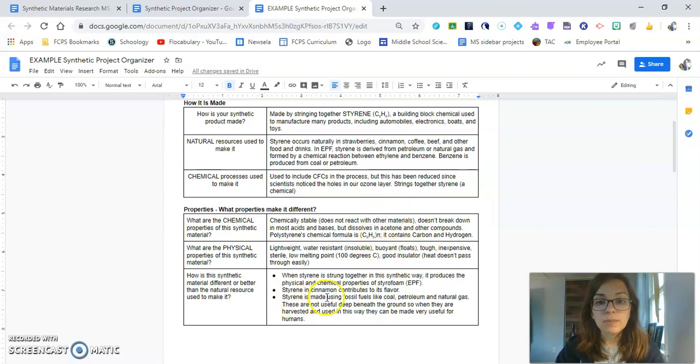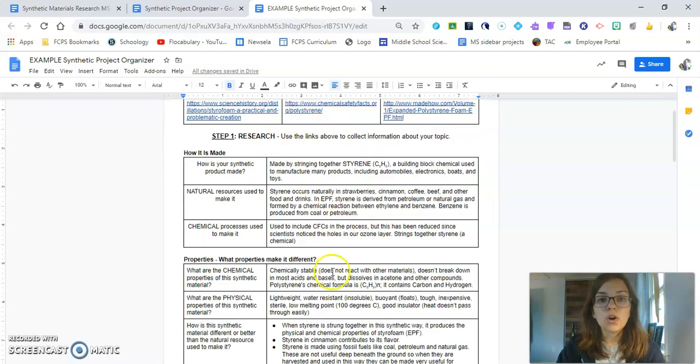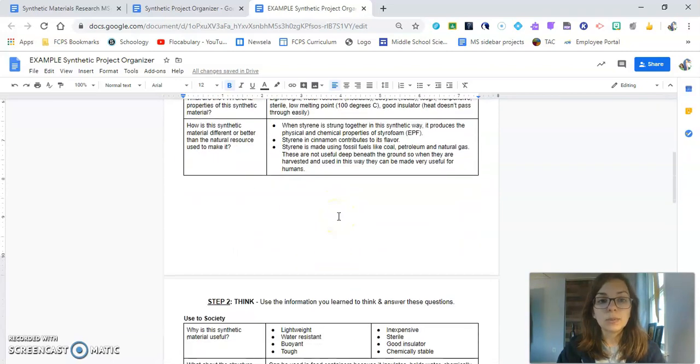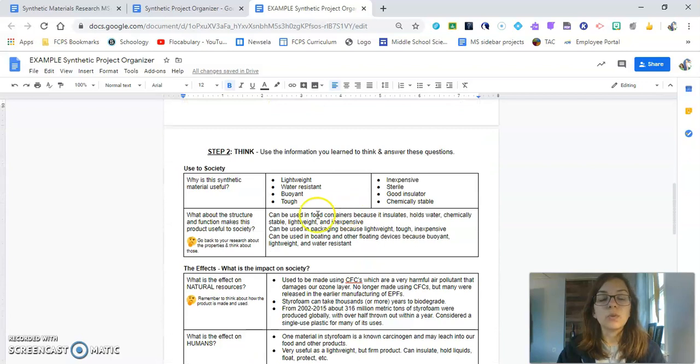Now, styrene is made from fossil fuels that are really deep below the Earth's surface, and of course have very different properties. They're not lightweight, they're not buoyant, they're not inexpensive or low melting point. So very different properties here. Okay, so I have done all my research. My step 1 is complete. I'm done for the day. If you want to keep going on the same day and really get it all done and over with in one sitting, fine. Or take a break and finish up the next day.